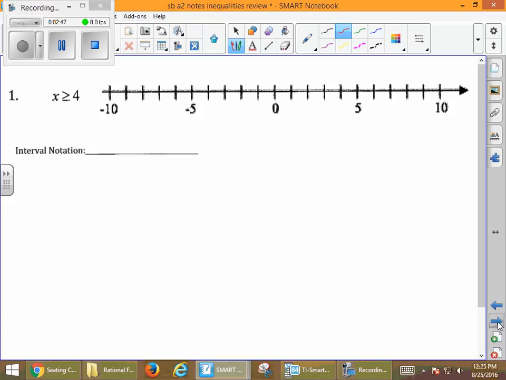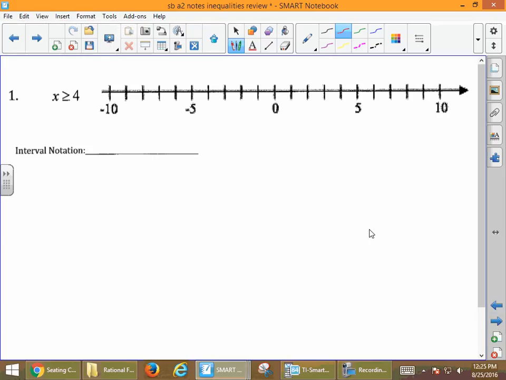I hope that when we work on these, it's not going to be quite as bad as you might think it is. The first thing that we need to decide is, are we going to have a filled in circle or an open circle on the 4? We're going to have filled in. It's greater than or equal to. So we're going to go to 4 on our number line here, and we're going to put a filled in dot. We want values that are greater than 4, so we're going to go this direction here.